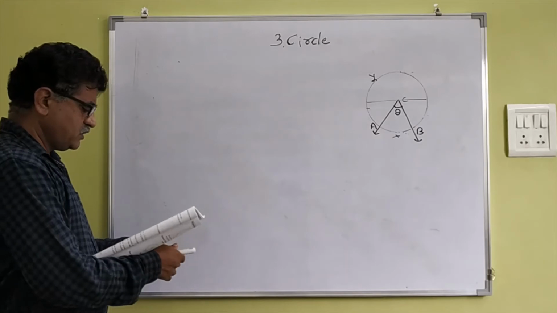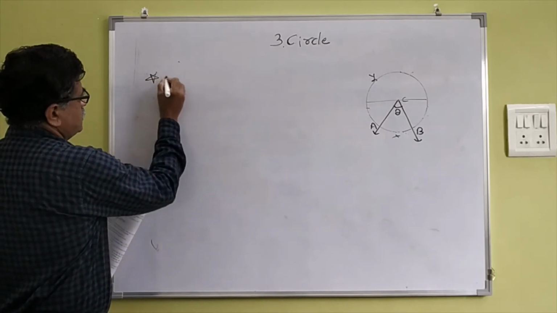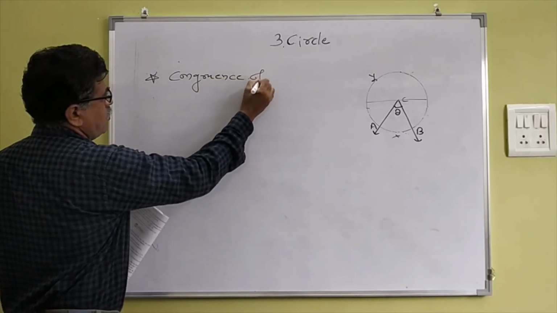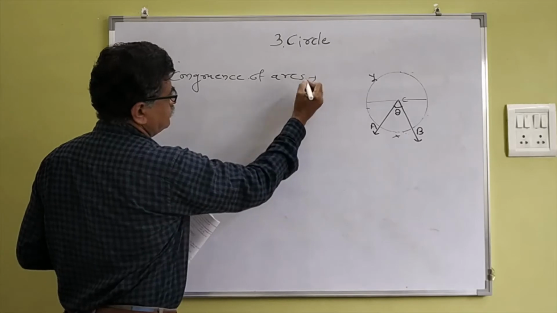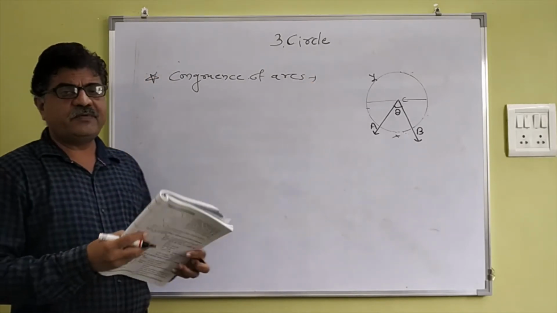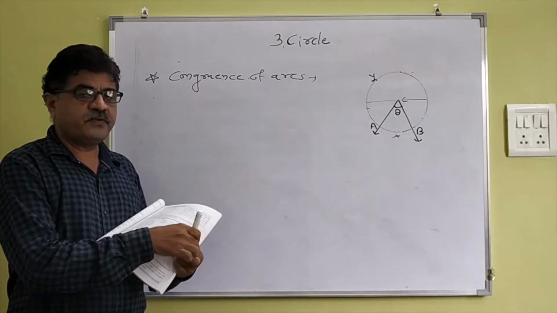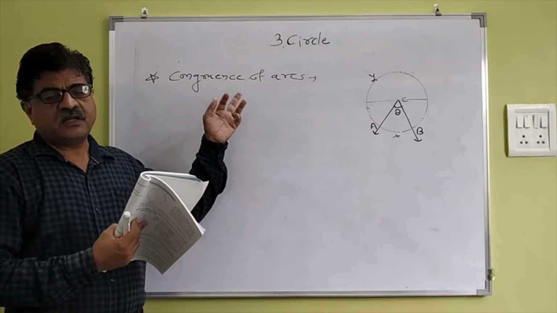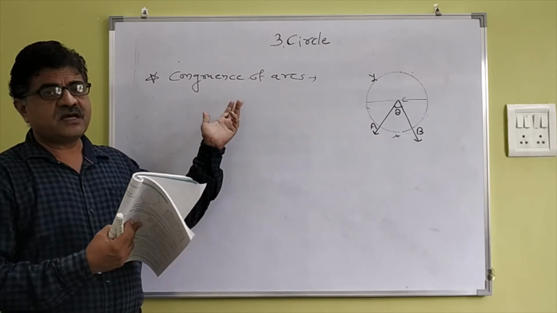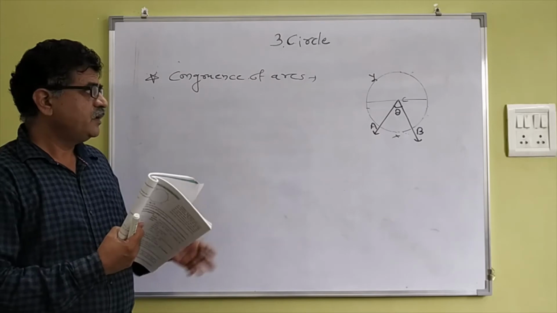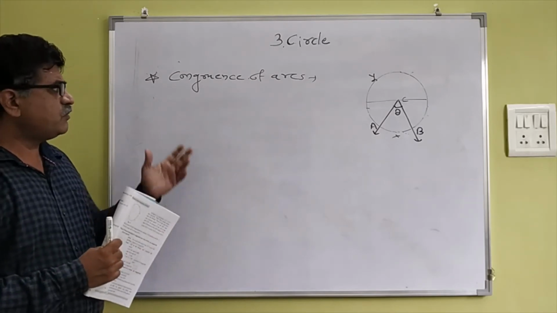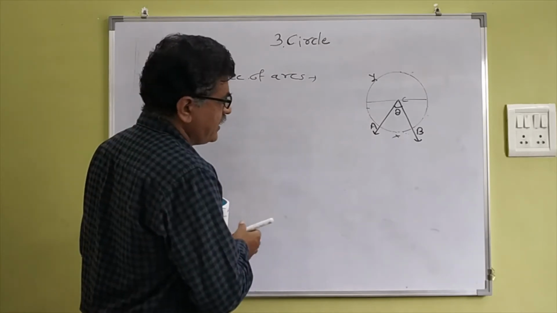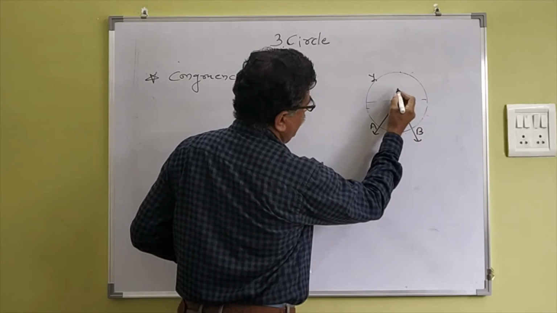Congruence of arcs. Now when we say two angles are of equal measure, then we say that the two angles are congruent to each other. Now if the measure of two arcs is equal, then can we say that the arcs are congruent or not?